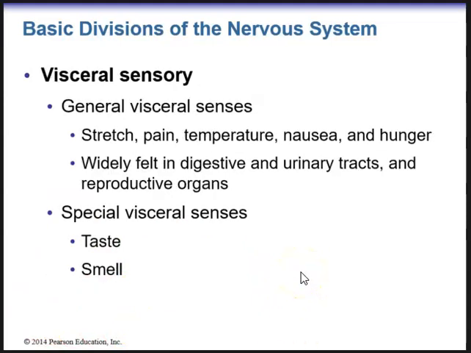Then we have our visceral sensory subdivisions. So general visceral senses detect stretch, pain, temperature, nausea, and hunger. This is widely felt in the digestive and urinary tracts, as well as the reproductive organs. And special visceral senses include taste and smell.